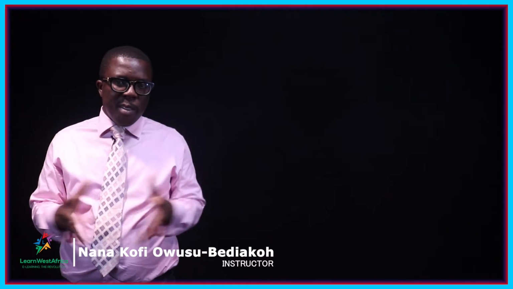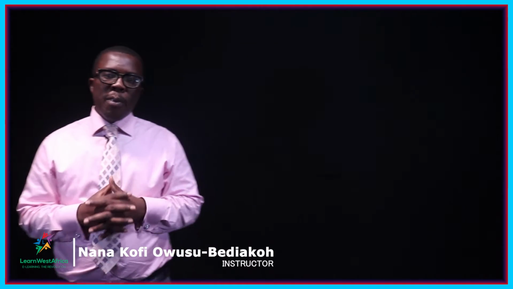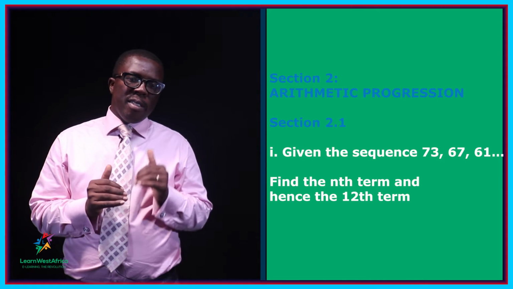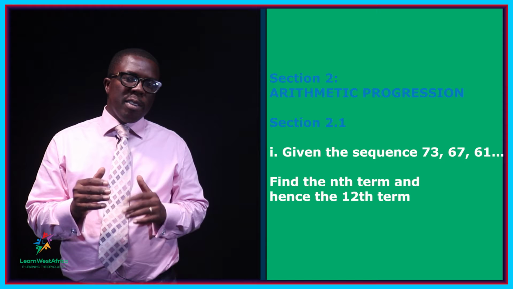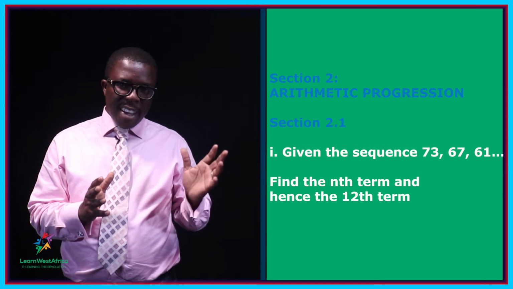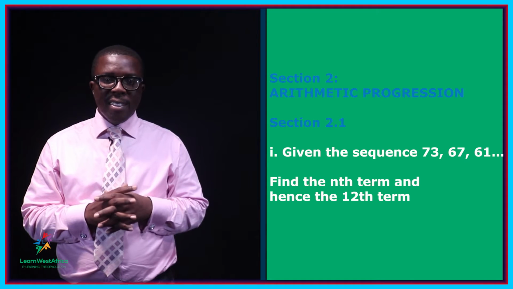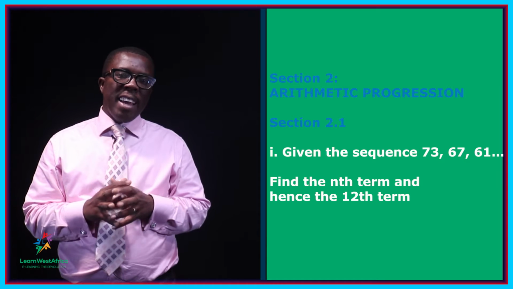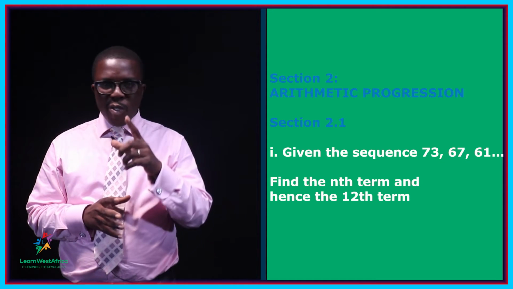Under this subsection, we will be looking at how you can find out the term of an arithmetic progression when you are given the sequence. Let's take a couple of examples to illustrate this point. The first question: given the sequence 73, 67, 61, and so on, find the nth term and hence the 12th term.